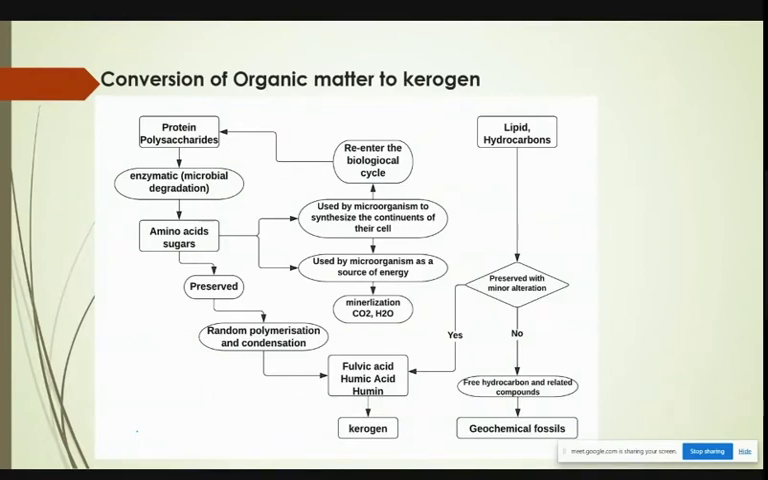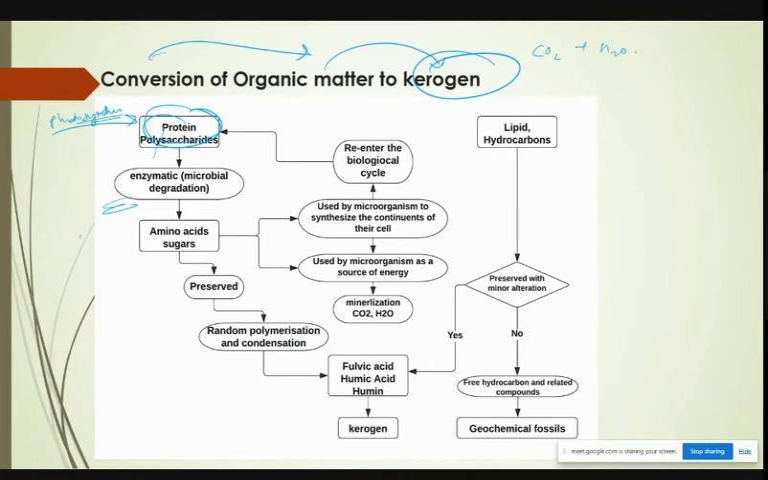So this is a flow chart of how organic matter evolves from simple organic matter to kerogen. Okay, so you guys draw this chart. Firstly, we have protein polysaccharides. These are formed from photosynthesis. Okay, let me discuss once: CO2 plus H2O gives glucose here. Okay, so this has many forms like polysaccharides and also polysaccharide starch. So protein polysaccharides are formed during photosynthesis.